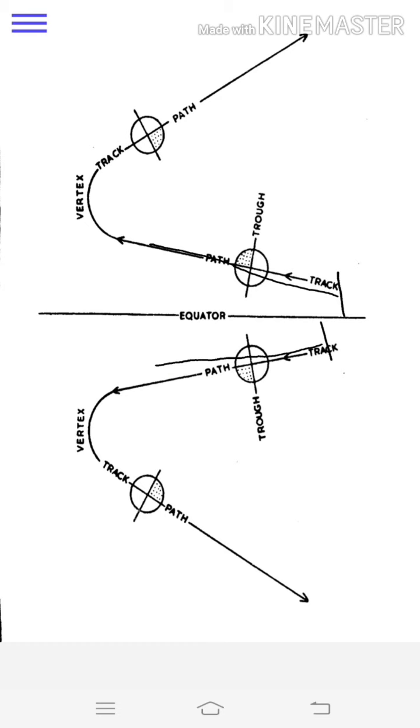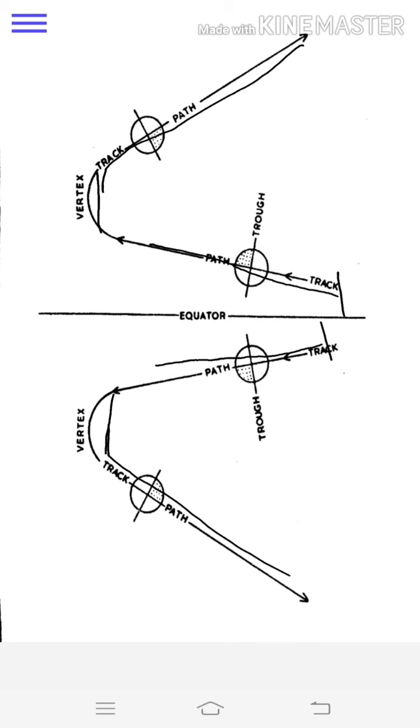Somewhere along its track it curves away from the equator. In the northern hemisphere it curves to the north, and in the southern hemisphere it curves to the south. From there, in the northern hemisphere it takes a northeast track, whereas in the southern hemisphere it takes a southeast track.